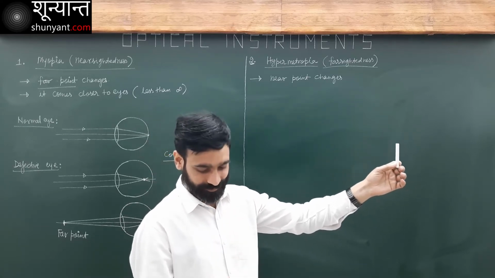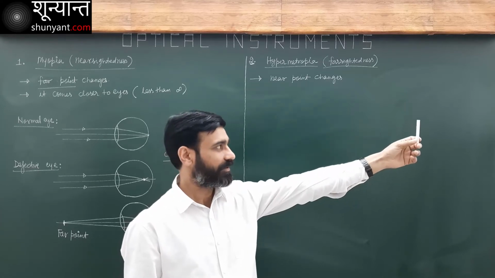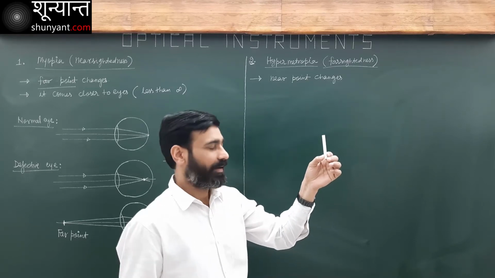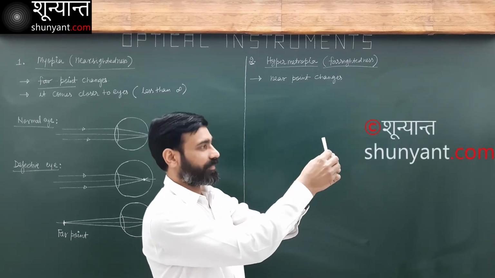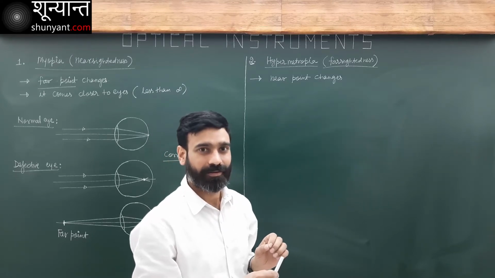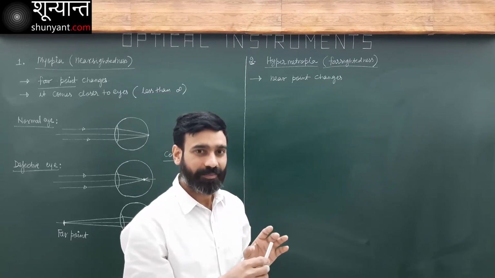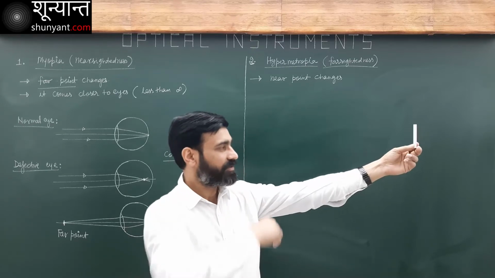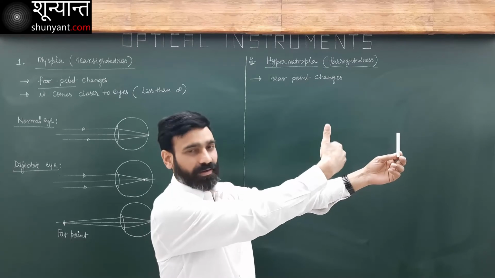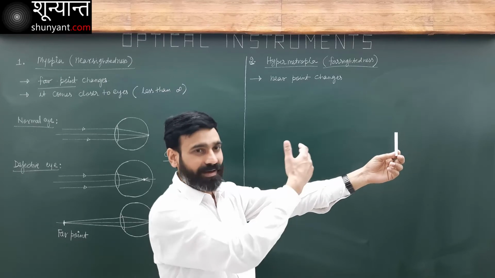Try to understand this. I cannot see this same object at this distance, but I can see it at this distance. I can see the object if it is kept here. I cannot see it if it is here. So what will I do? I will make use of a lens, such that if the object is here, my lens creates an image at the point where I can see it. Then I will be able to see it.